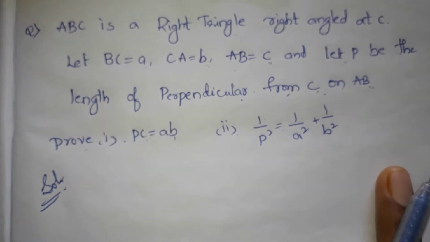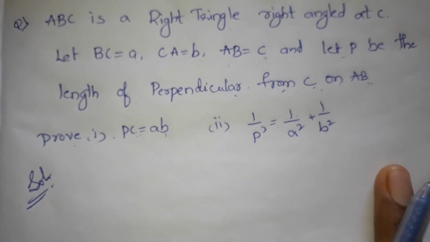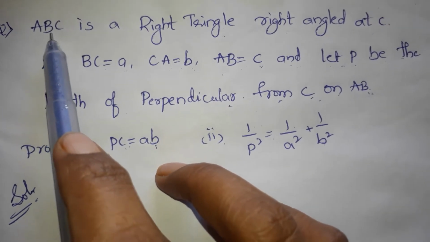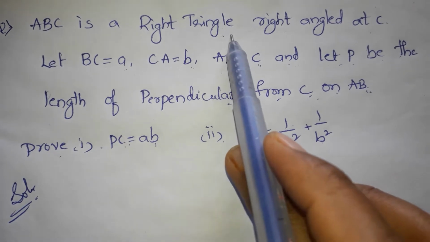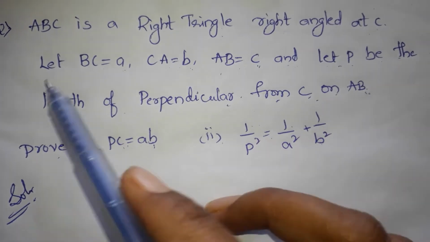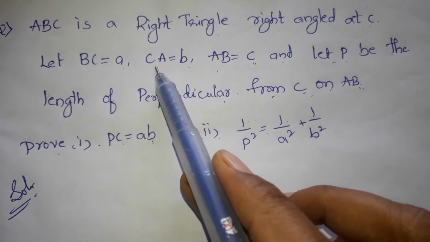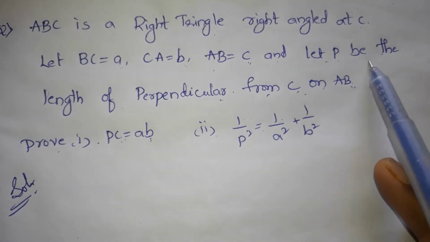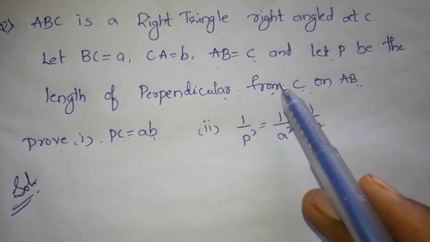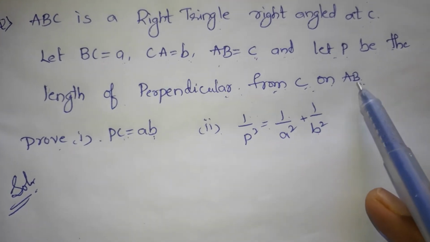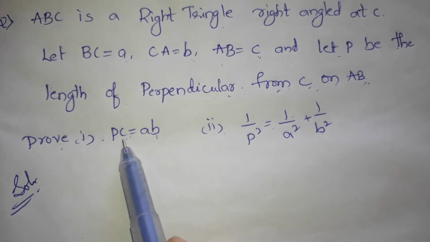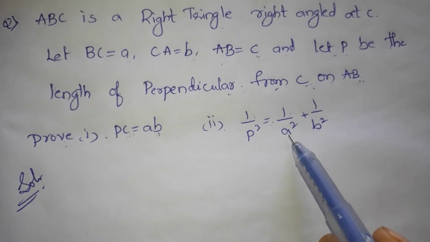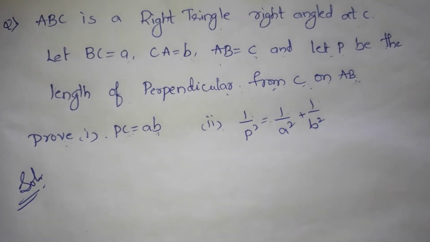Okay, good morning students. So today we are going to learn one more problem from similar triangles. Let's see what the problem is. ABC is a right angle at C. Let BC equal a, CA equal b, AB equal c. And let p be the length of the perpendicular from C on AB. We need to prove first, pc equals ab, and second, 1 by p square equals 1 by a square plus 1 by b square.